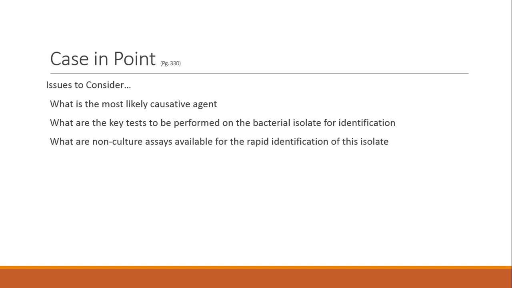Did everybody print off the PowerPoint slides for lab? Okay. Then look at your book. I think there's a flow chart in there for beta hemolytic. What test do I have to do to identify this organism? Page 343.